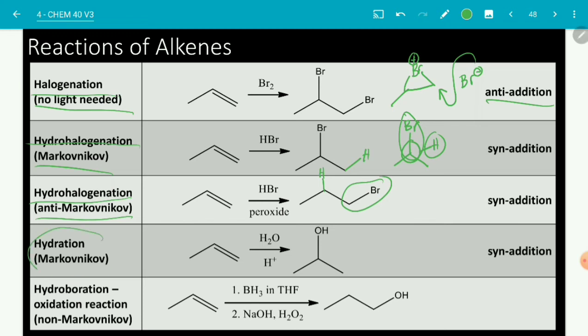Okay? Sa hydration reaction, ang unang aatakihin ay yung H+. So, yung nucleophile mo na a-attack dun sa carbocation after ay yung H2O. Siyempre, magpo-form ka ng intermediate na ganyan. Okay?